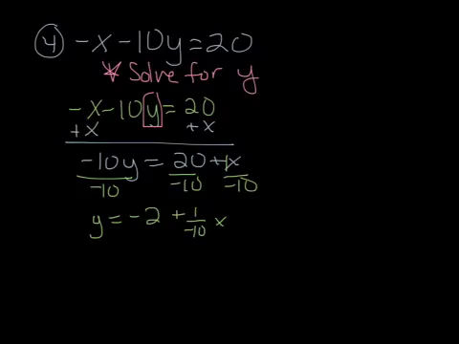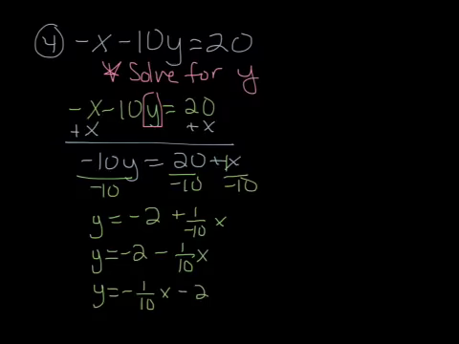Now, if you want to make this problem easier on yourself, you can rewrite it as y equals negative 2 minus 1 over 10x. Another thing you can do is, I like to have this in order. You don't have to do that, but if you want to write it as y equals negative 1/10 x minus 2 like that, that's fine. It's up to you on that last step. So for this one, my slope is going to be negative 1 over 10, and my y-intercept is negative 2.